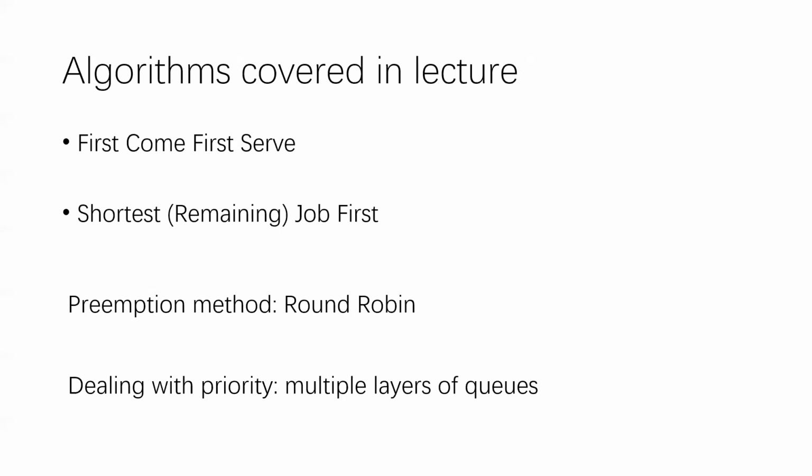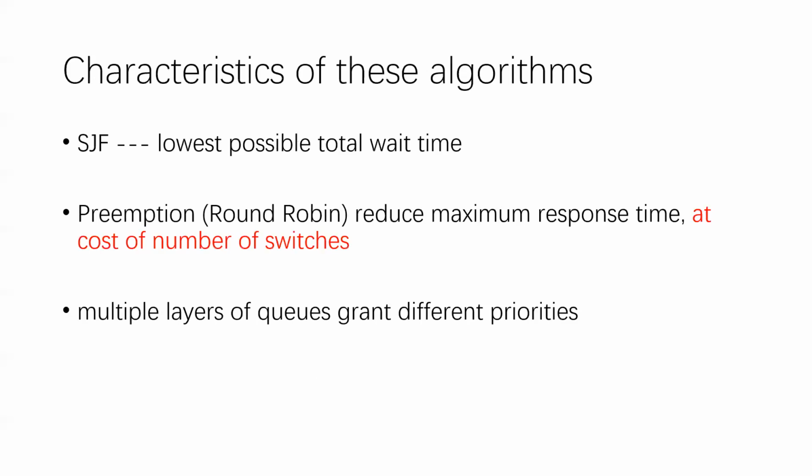In our lectures, we were taught two algorithms, first come first serve and shortest remaining job first. And meanwhile, round robin was taught as one of the preemption methods. Lastly, we were taught that when dealing with priorities, queues will appear in multiple layers.